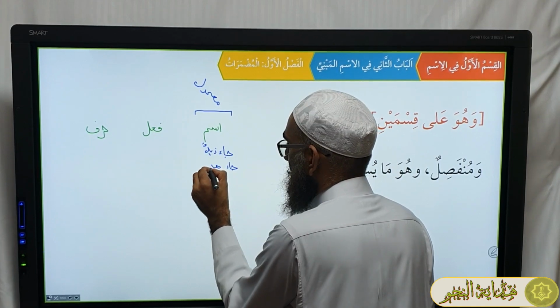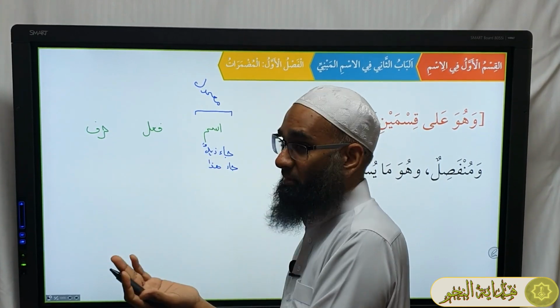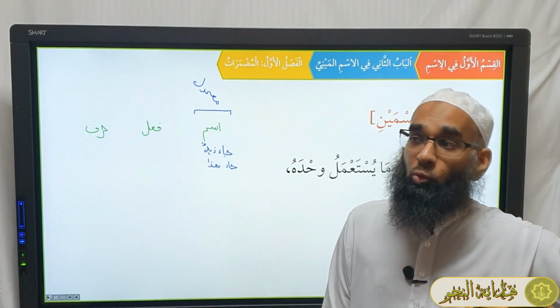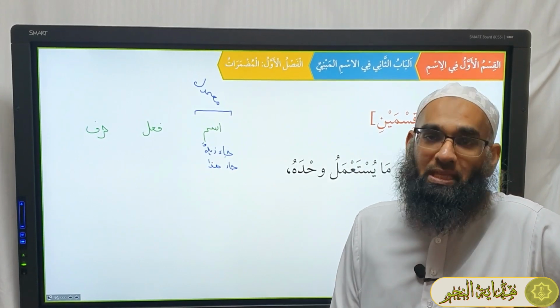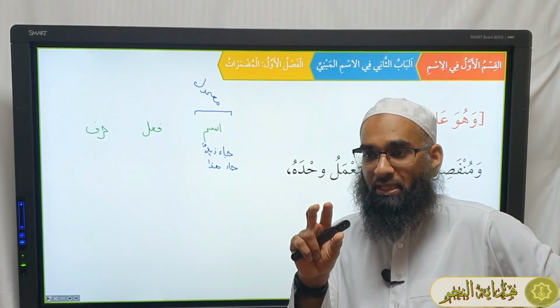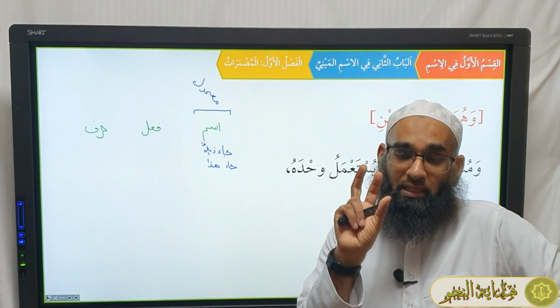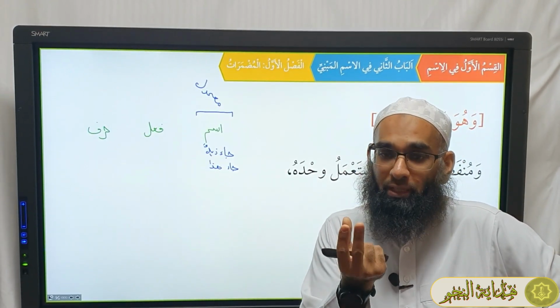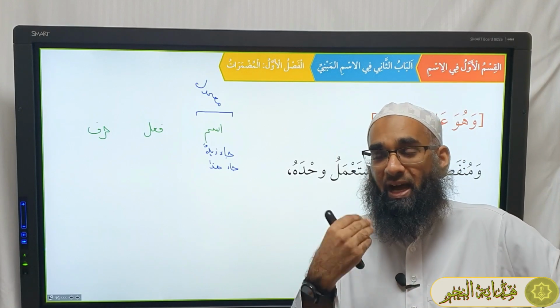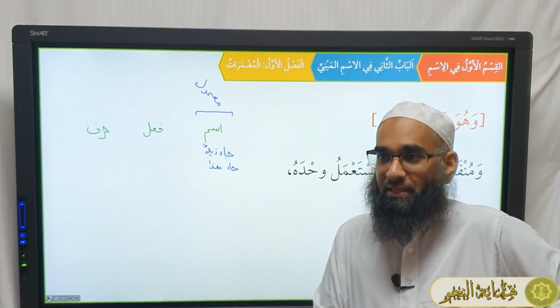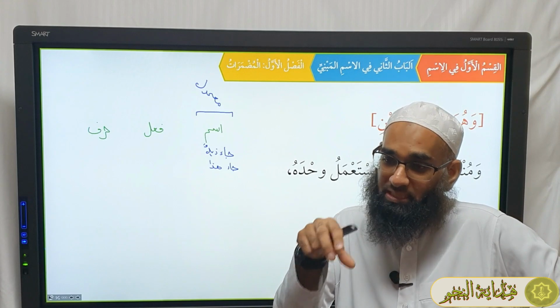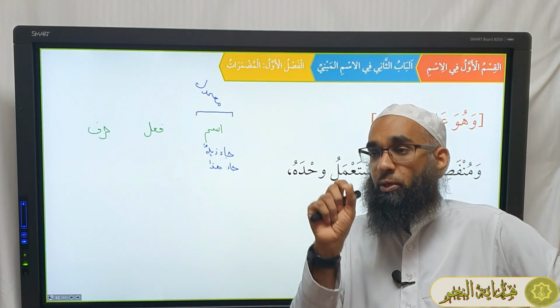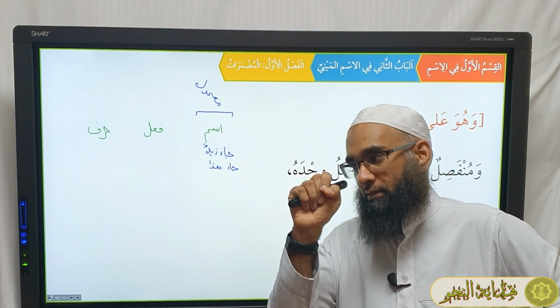Ja'a hadha. Hadha is marfu, it's a fa'il. But the marfu i'rab is not shown because it's mabni. So any noun that is mabni just means that the i'rab is not depicted. It cannot be shown. The change brought about by the amil is not manifested. But it does have an i'rab. It still has an i'rab. That's why you say the i'rab is mahalli.